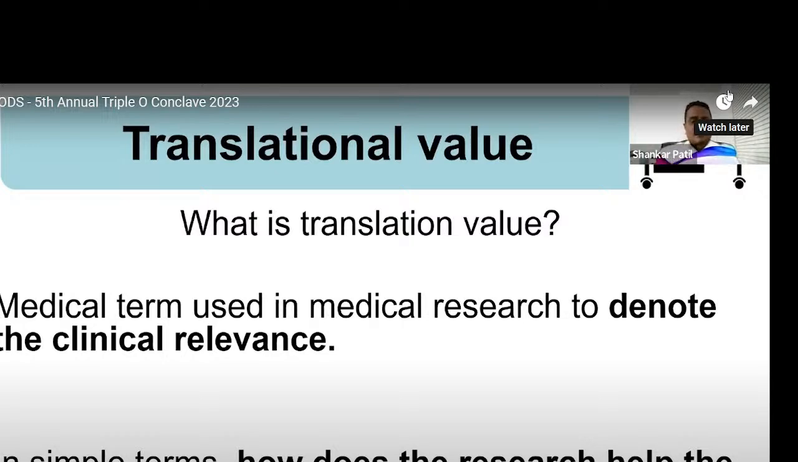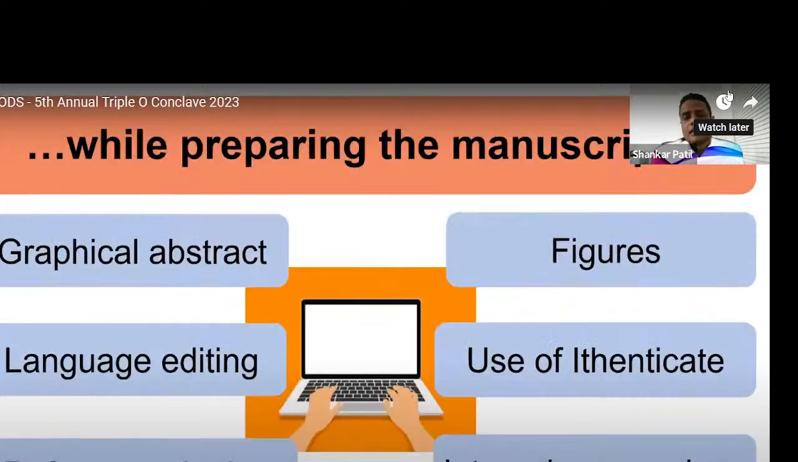And now what is translational value? Translational value means any research you do which has clinical relevance. In simple terms, how does this research help the patient? That is what you need to see, and the journals will definitely see. And while preparing the manuscript, you need to look for these. These are the key points which, according to my experience, I'm telling you: you need to have a graphical abstract. Figures should be of very high resolution. And before you submit, use similarity index or plagiarism detection software like Authenticate and Turnitin.